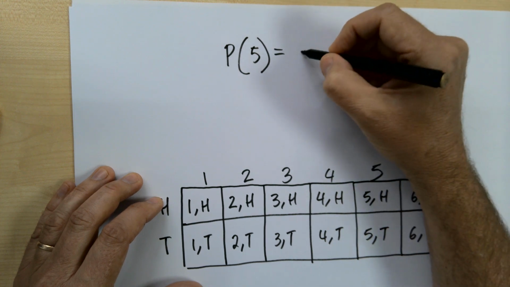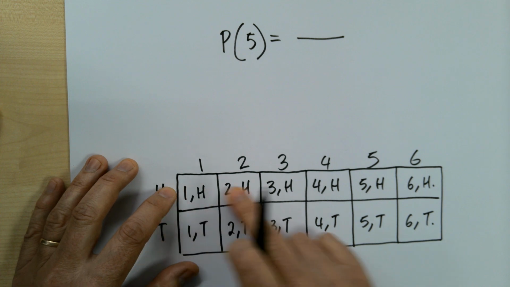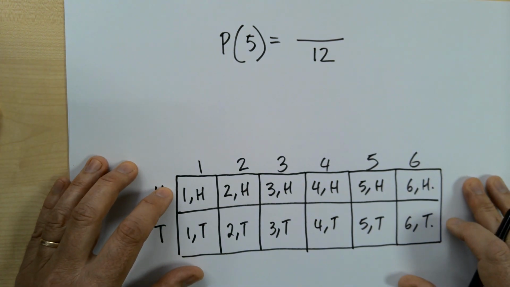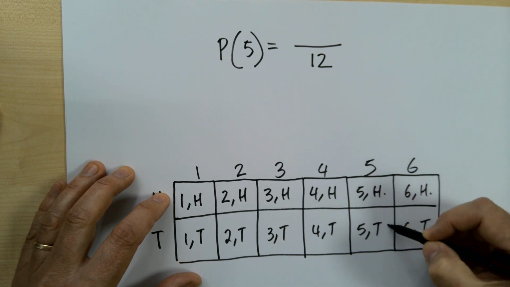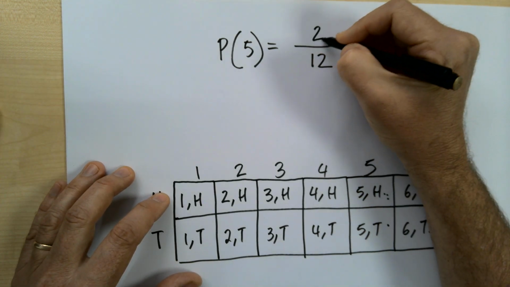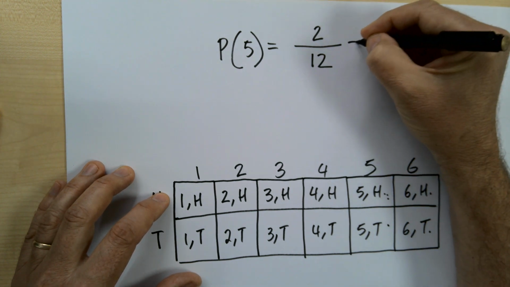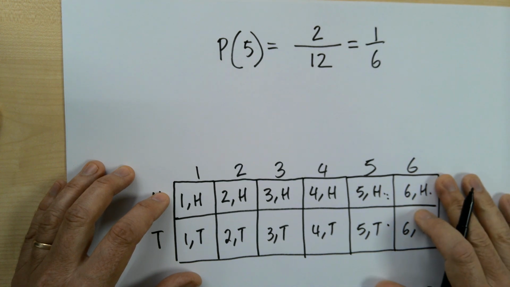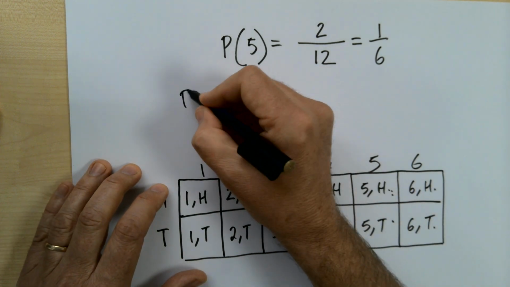Okay, well, first of all, how many options have I got? There's 12 options, isn't there? There's 6 in that row, 6 in that row. So there's 12 possible things that can happen. How many times does a 5 show up? Well, it shows up twice. Okay, and if you go and do the ABC button, the fraction button on your calculator, that'll come out as 1/6.